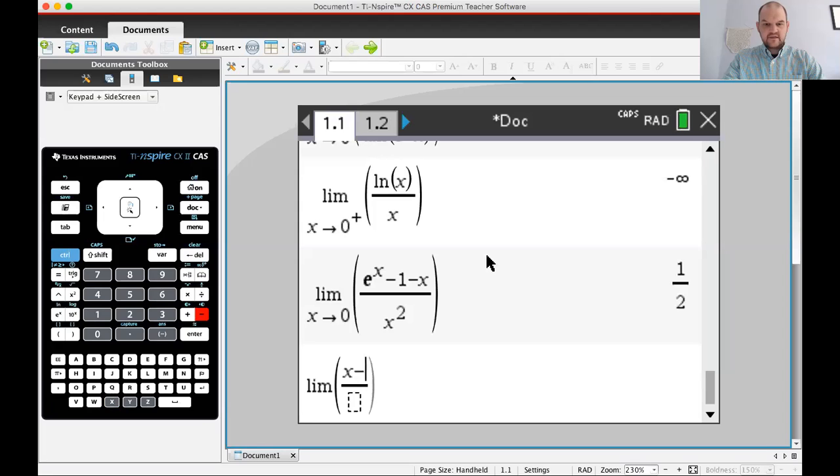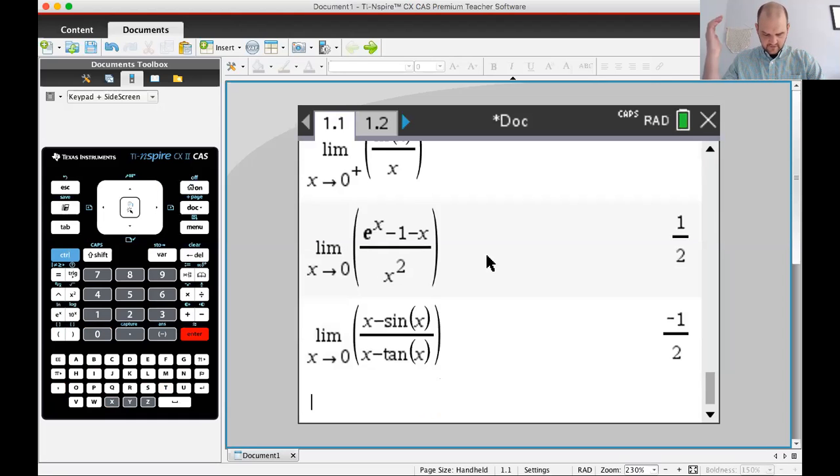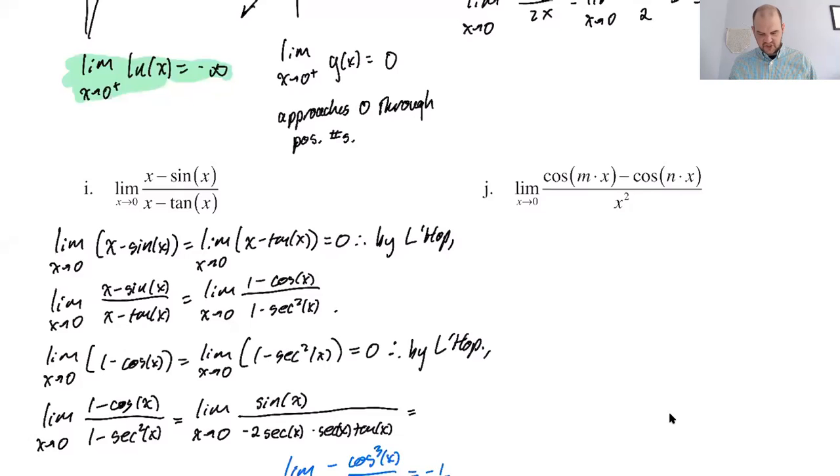Limit of x minus sine of x over x minus tan of x as x approaches 0. Negative 1/2. We got it. The thing that surprised me about that one, for whatever reason, is that in my mind, I don't know why I feel this way, I feel like both those functions should be positive, which doesn't really make sense. But I think that x is above sine, and maybe x is below tangent.